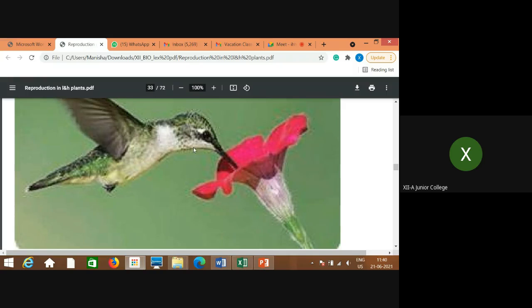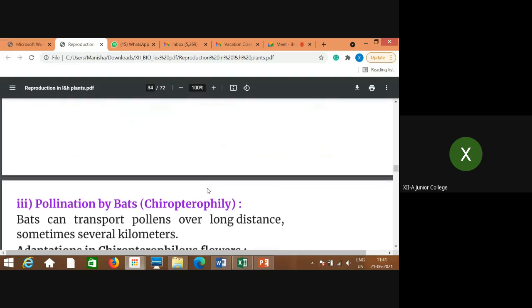Therefore, to get that juice, the beak of the bird is also long, and while receiving the nectar, the pollen grains stick to the beak as well as some other parts of the body of the bird. And when the same bird reaches another flower, these pollen grains are received by the other flower. So in this way, it favors ornithophily.